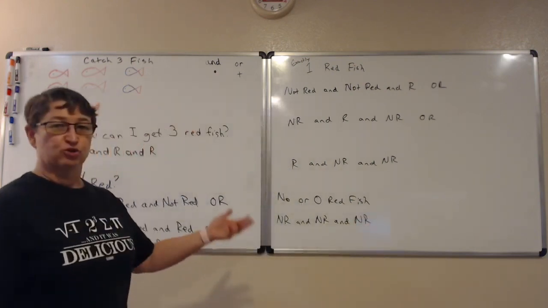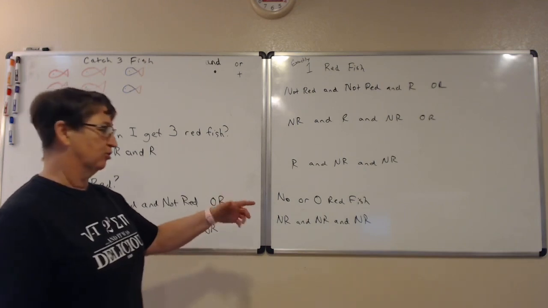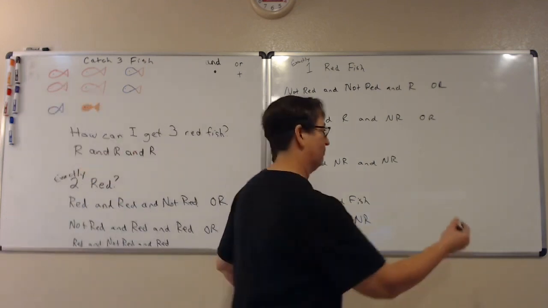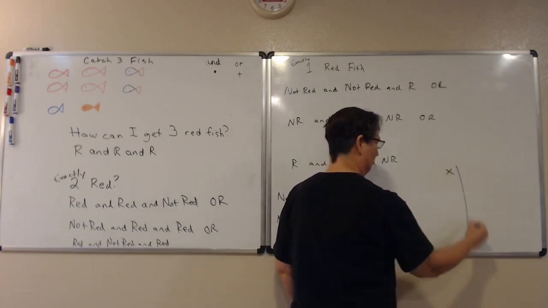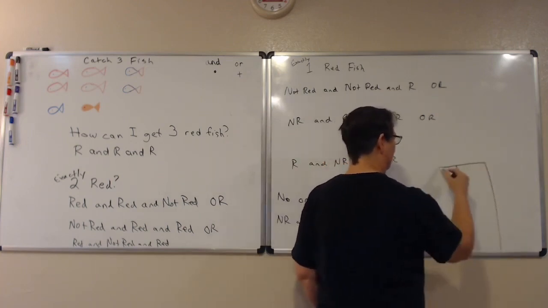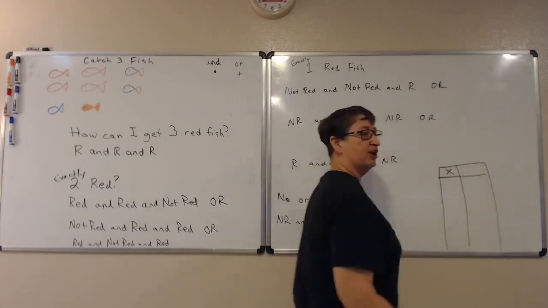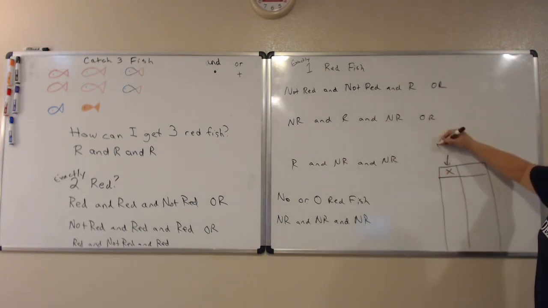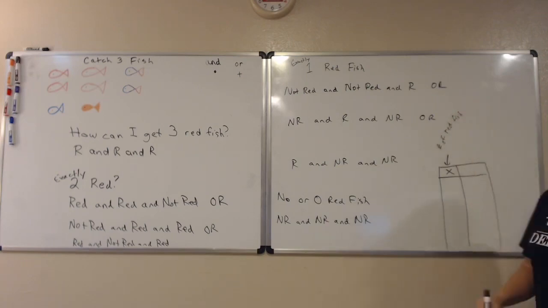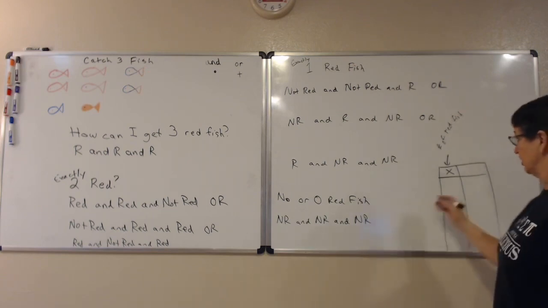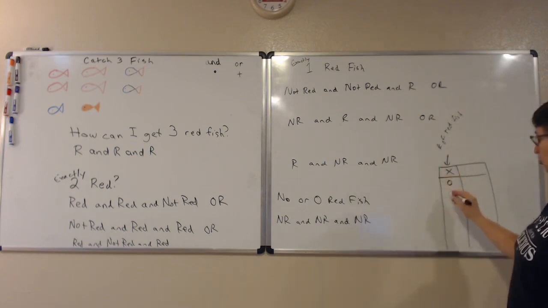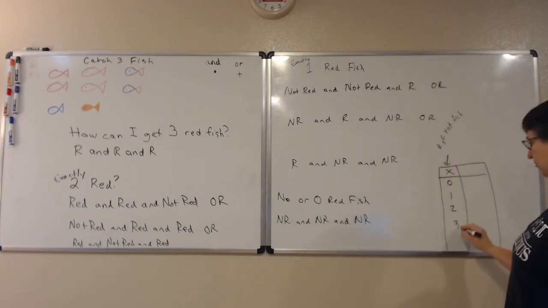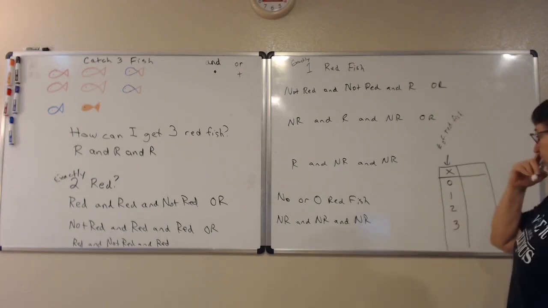So those are all our possible outcomes. If I get ready to make my probability distribution table, the number of reds I catch is my x. So this is the number of red fish that I can catch. Well, I can catch 0 of them, or 1 of them, or 2 of them, or 3 of them. So that's my variable there.